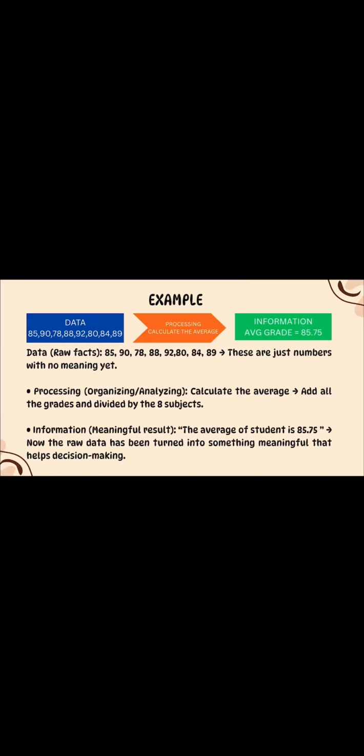For example, data to information. Data: these are just numbers with no meaning yet. The processing is to calculate the average: add all the grades and divide by the 8 subjects. Information: the average of the student is 85.75. Now, the raw data has been turned into something meaningful that helps decision making.